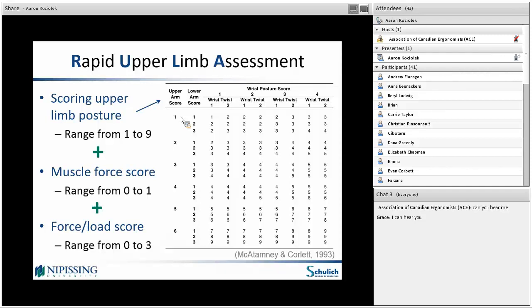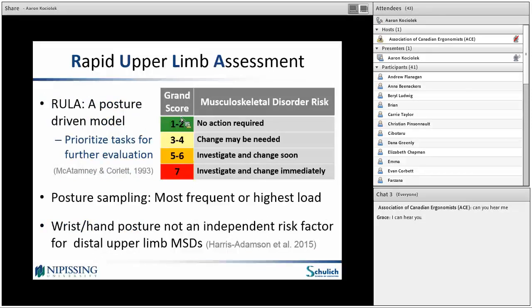So at the end of this, you get one final score for the upper limbs, and then you'd also repeat that for the neck, trunk, and leg posture and get 2 scores, one representing each part. These scores would then fit into the grand score, which I've highlighted here on the right, and once you sum these 2 tables together in a new table, you could get a score of anywhere from 1 to 7, which would identify what the risk was of that job.